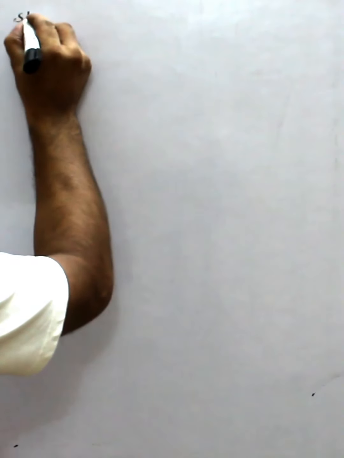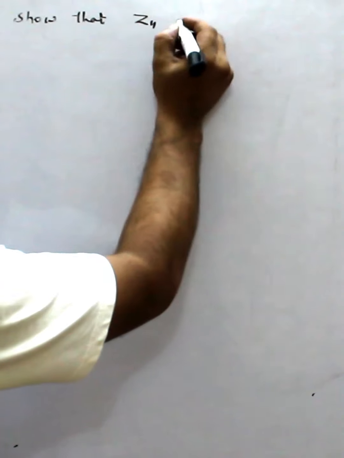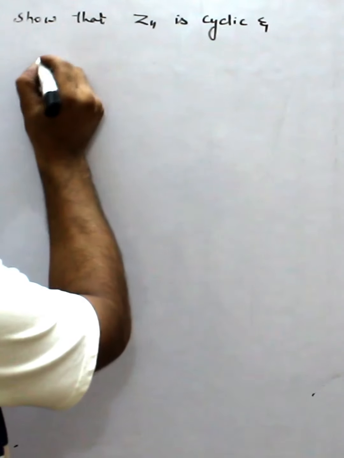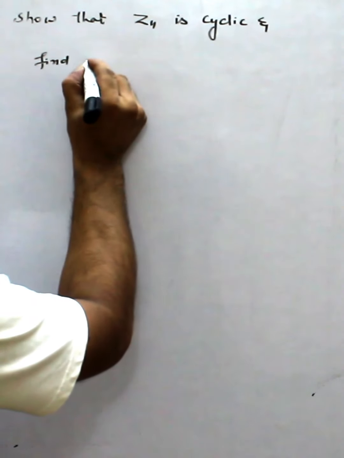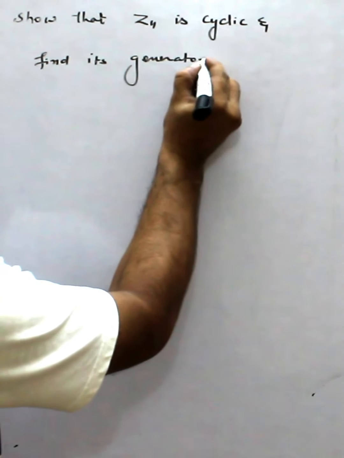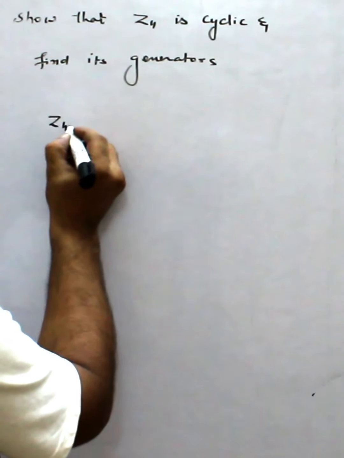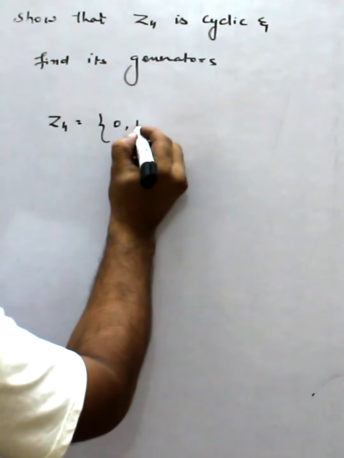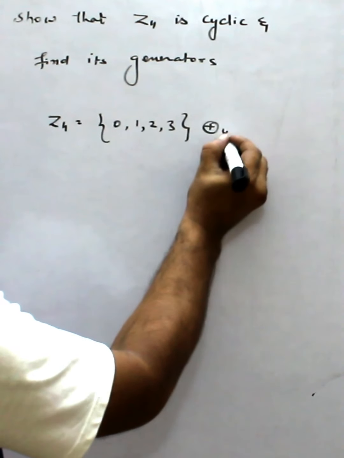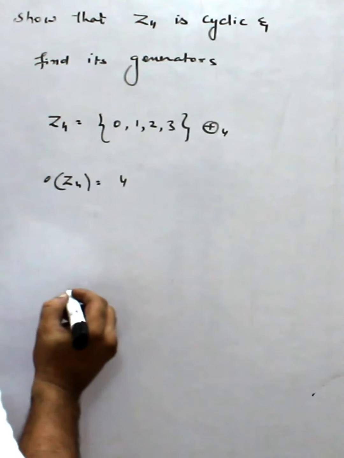Now, show that Z4 is cyclic and find its generators. So this is the question. First, what is Z4? Z4 is 0, 1, 2, 3, and the operation is obviously addition modulo 4, right? The order of Z4 is simply 4.